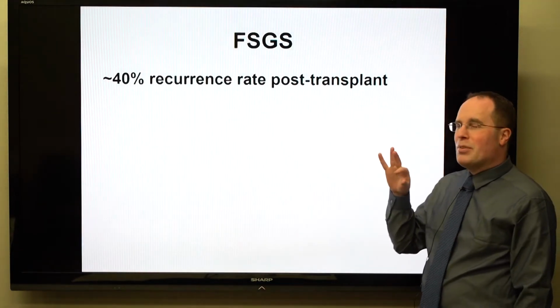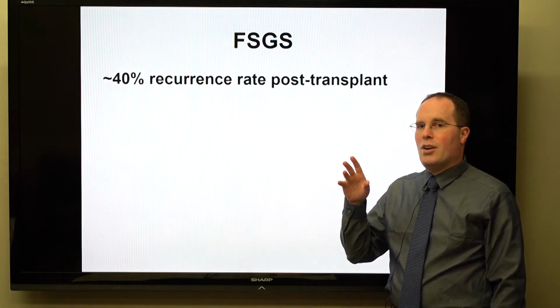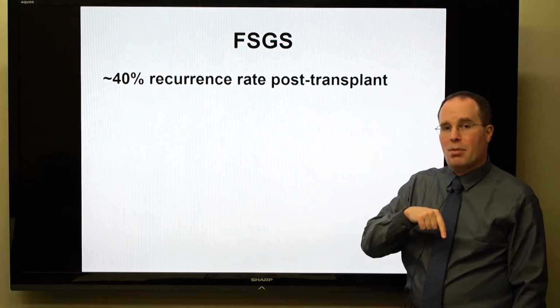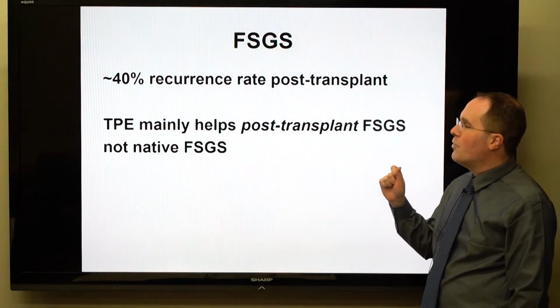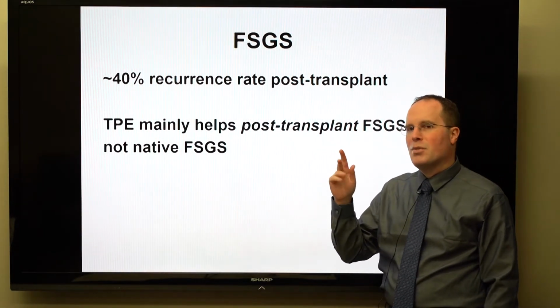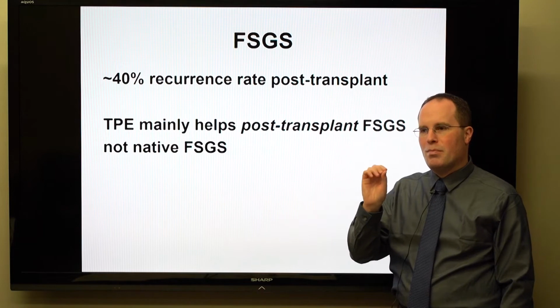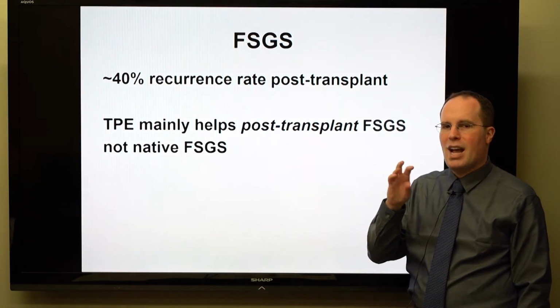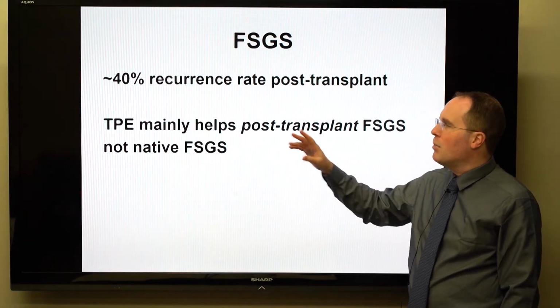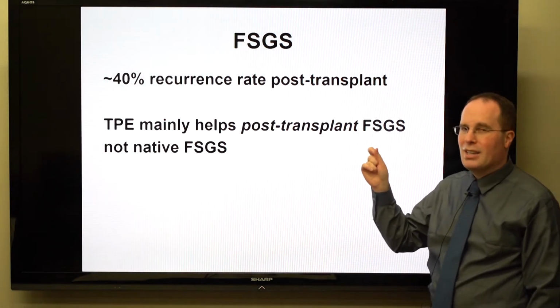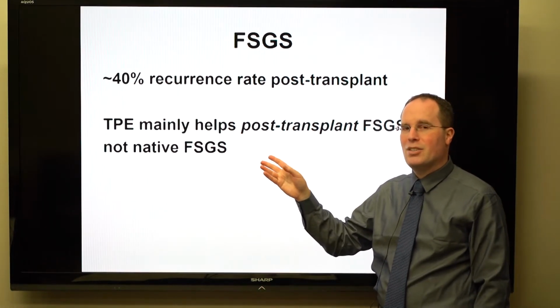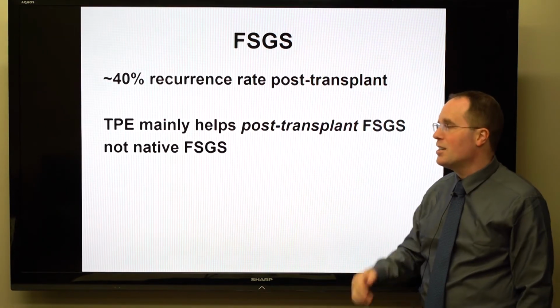There is about a 40% recurrence rate of FSGS after transplant. So it's relatively common after transplant. And for unclear reasons, probably because we're selecting for a specific patient population that has this permeability factor, plasmapheresis helps post-transplant FSGS, but typically it does not help native FSGS, native kidney FSGS before transplant.